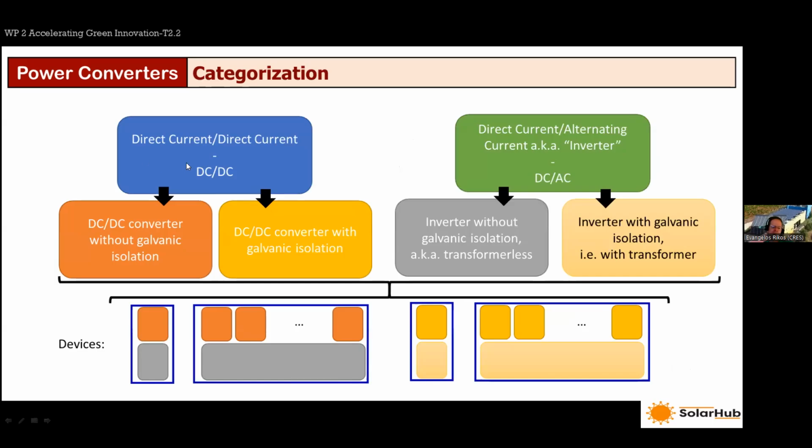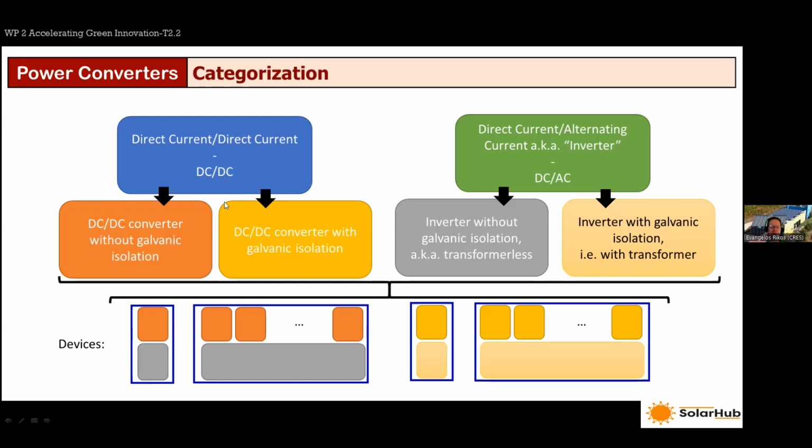I have here a simplified overview of the categorization of these converters. On the left hand side we have the direct current converters, also known as DC-DC converters. On the right hand side we have the direct current to alternating current converters, also known as inverters. This is usually what we call inverters because they invert the voltage from DC to AC.